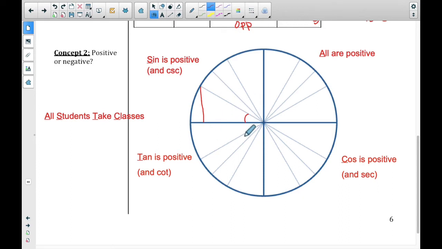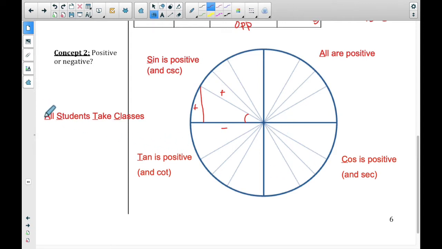So if I'm looking at this angle, for instance, I can tell that my x, my adjacent, is going to be a negative value. This one, though, goes up in the positive direction, so that is a positive value. And then, like I said, the hypotenuse is always positive. Well, we can go through this for every single quadrant, but there's an easy way to remember it.